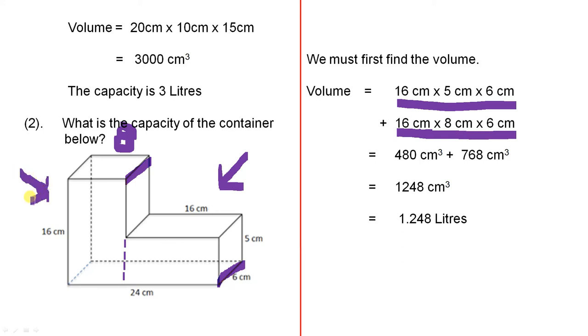So they're the two separate parts, this one and that one. The top part, when we work that out, is 480 cubic centimetres. That section there is 768 cubic centimetres. When you add those together, you have 1,248 cubic centimetres. If we divide that by 1,000, that gives us 1.248 litres. So that's the capacity of that particular container.